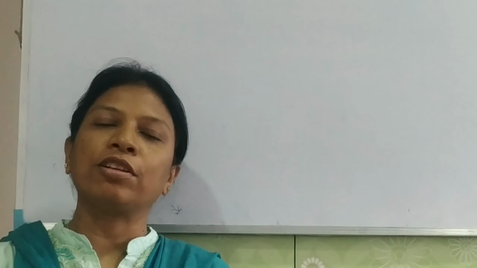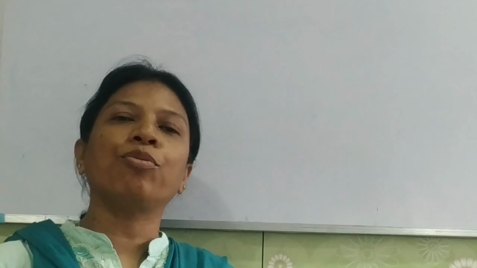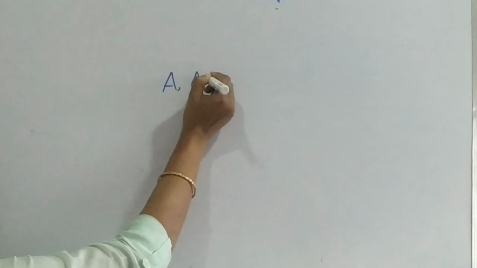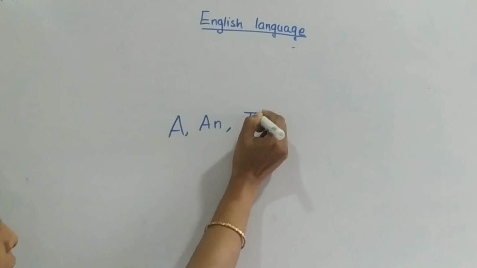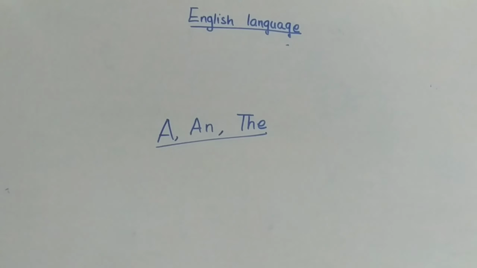Class 1 children, today we will do English grammar and the topic is, you know what? A and the. And we also call these what? Articles. So when do we use a and the? When do we use these words?